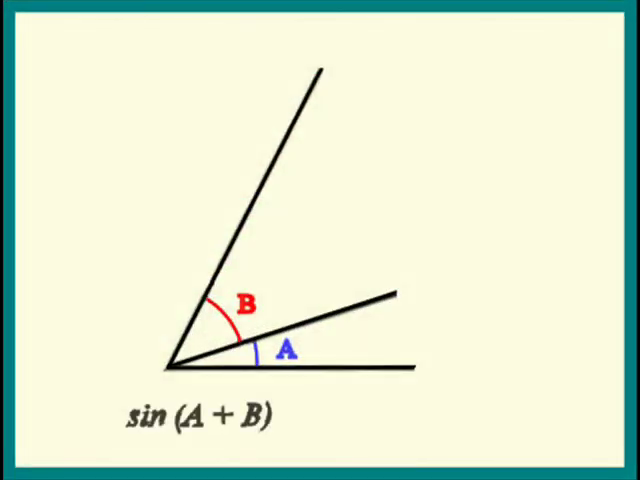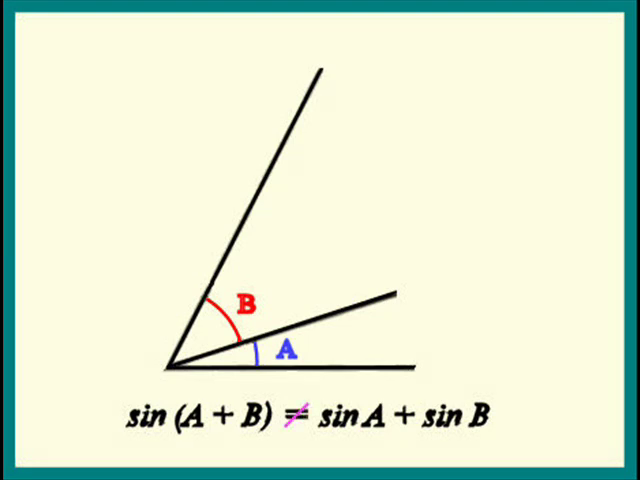A guess would be sine A plus sine B, but that doesn't work. For example, when A and B both equal 30 degrees, the left side gives us sine of 60, which is square root 3 over 2, but the right side gives us a half plus a half, and that's 1. So those aren't equal.